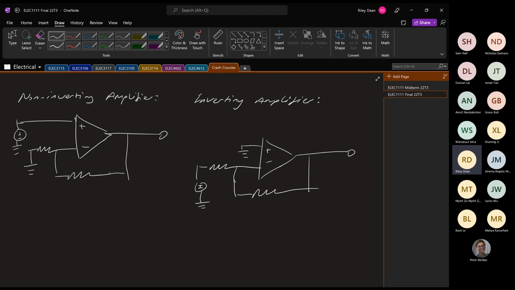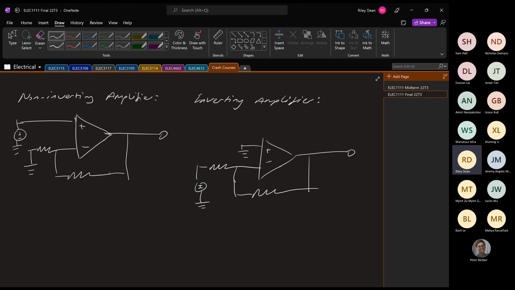However, there are a range of others, so I definitely recommend having a look at those. Examples: differentiators, comparators, integrators. There's some differential input stuff as well. So it's worth having a look at those because they could throw any at you in a final, particularly when it's open book.